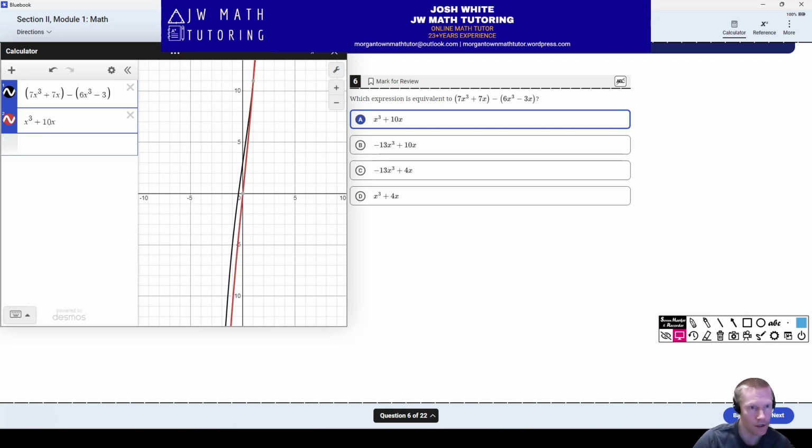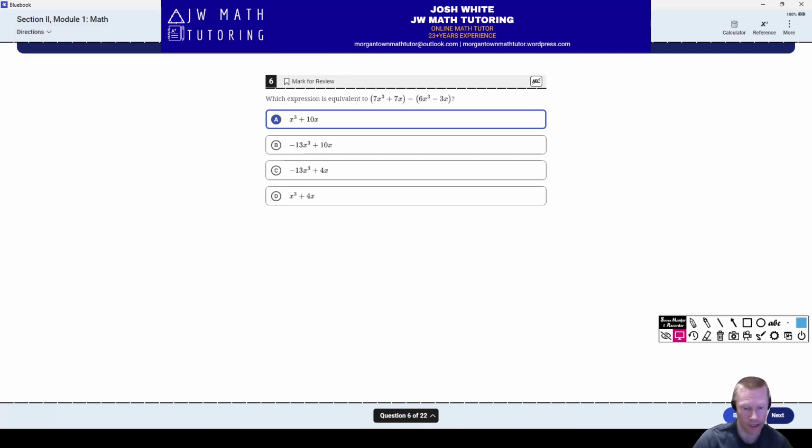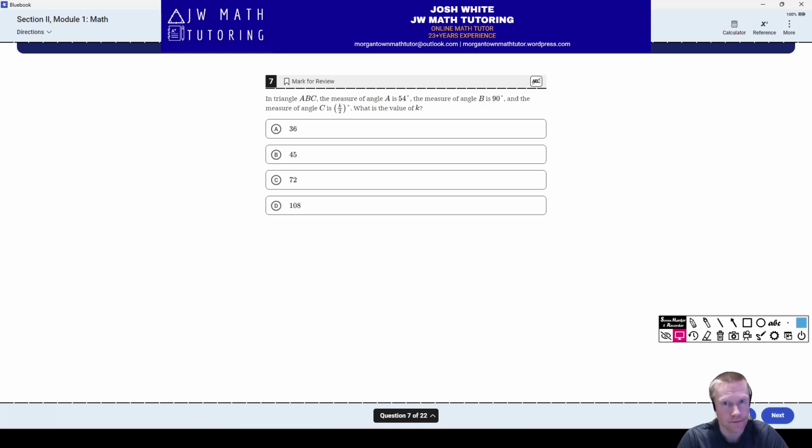typing out, what am I missing here? Oh, this should be X. There we go. The original expression, and then type out the answer choices, and you see which one overlaps it completely. Okay? So in this case, it is answer choice A. It overlaps with the original problem, therefore that's the correct answer.